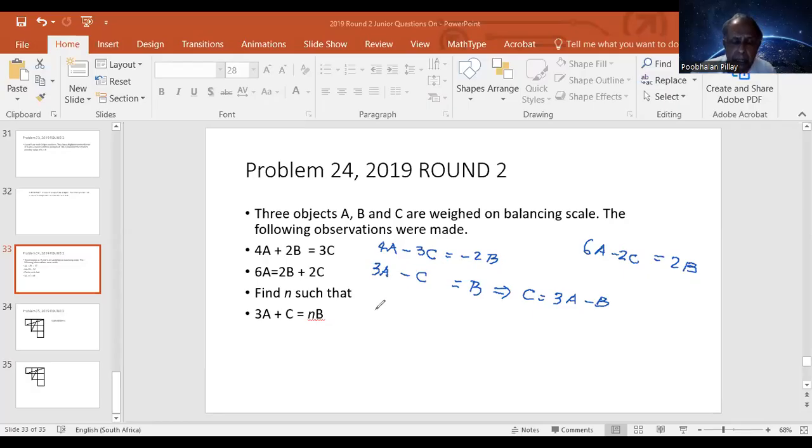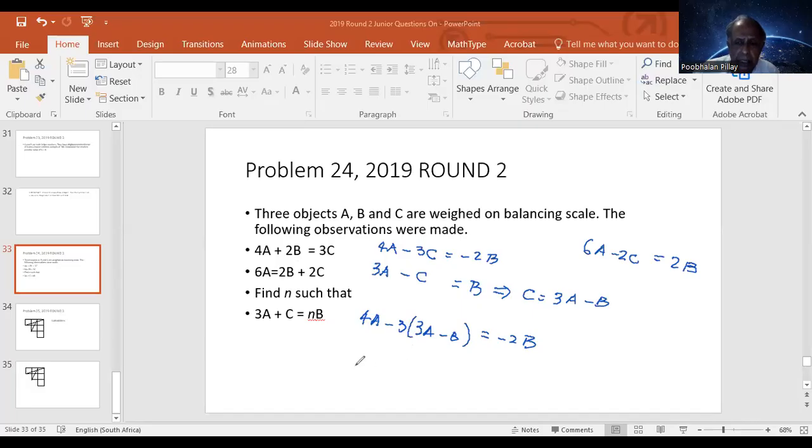And then you can put the c there, and you get 4a minus 3, now replace c by 3a minus b. So the c's have gone away, you see. So that's the whole idea, to eliminate the c's. And to eliminate the c's, I put c in terms of the other ones, and they are gone because you have replaced it. It's equal to minus 2b. And now you can bring all the a's to one side.